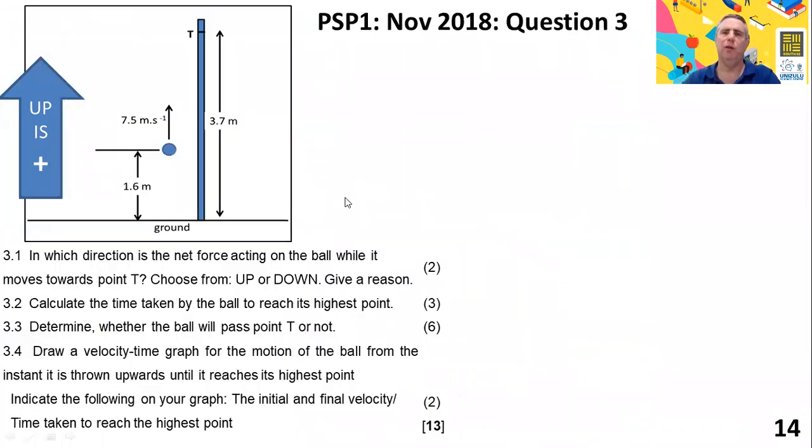So let's look at our exam questions. We'll start off on page 14 from November 2018, question 3. The usual projectile motion question. You can read the question for yourself, and it says regard upward motion as positive. So the first question, in which direction is the net force acting on the ball while it moves upwards? And again, you should know from that simulation we've just done, the only force acting on the ball is gravity, and gravity always acts downwards. Doesn't matter whether the ball is going up or going down, gravity always acts downwards.